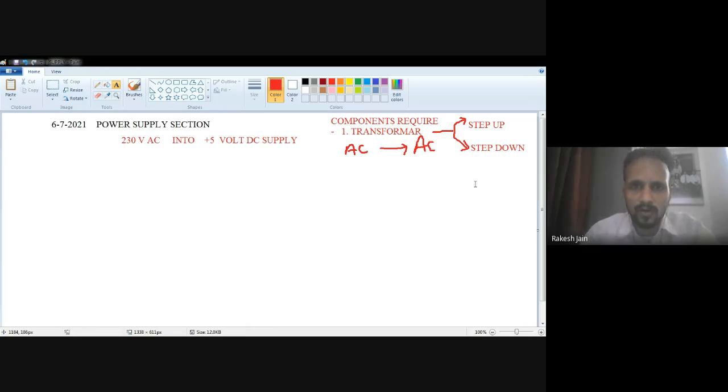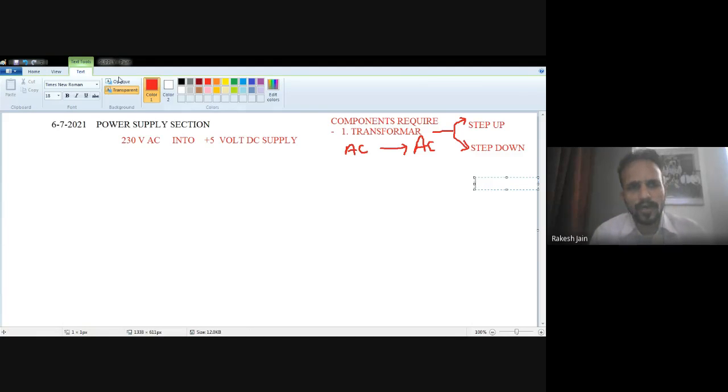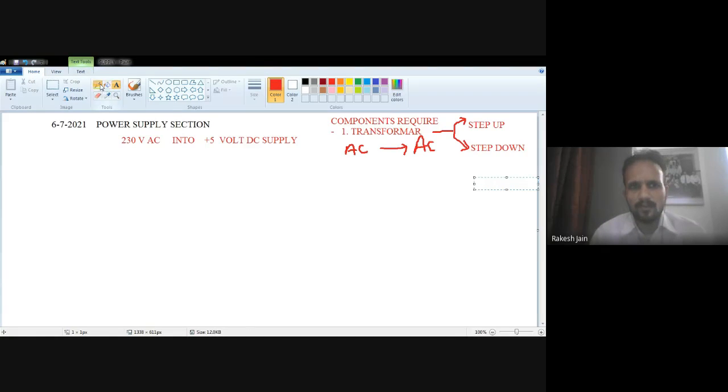Generally, all kinds of electronic devices operate on 9 volt DC, 5 volt DC or 12 volt DC, not more than that. So we generally use only 12 volt, 9 volt and 5 volt. That's why for all kinds of power supply circuitry, we use a step down transformer. It means the input AC is much greater and the output AC is low.